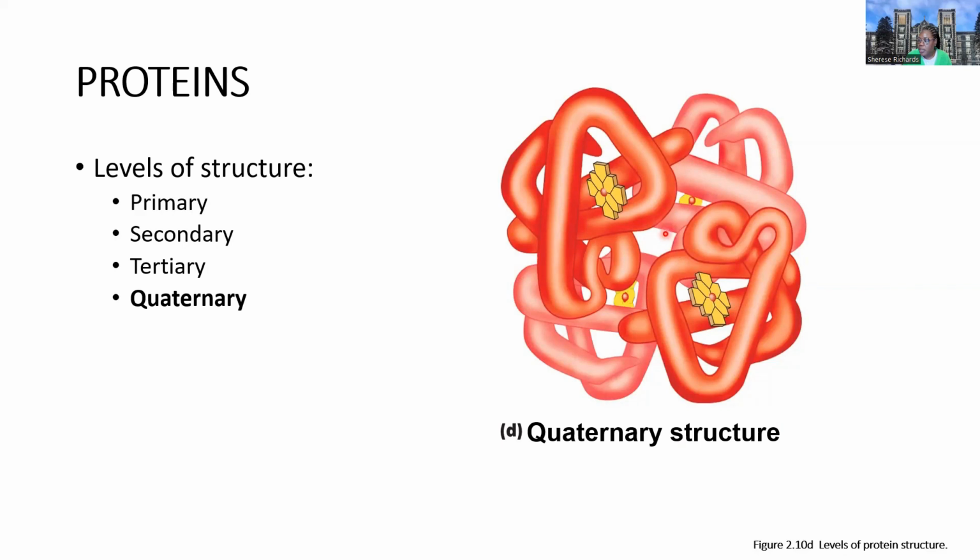So it's extremely important to connect that the structure of the protein, all of this folding that we're talking about, be it at the primary, secondary, tertiary or quaternary level, is essential to the function of these structures.